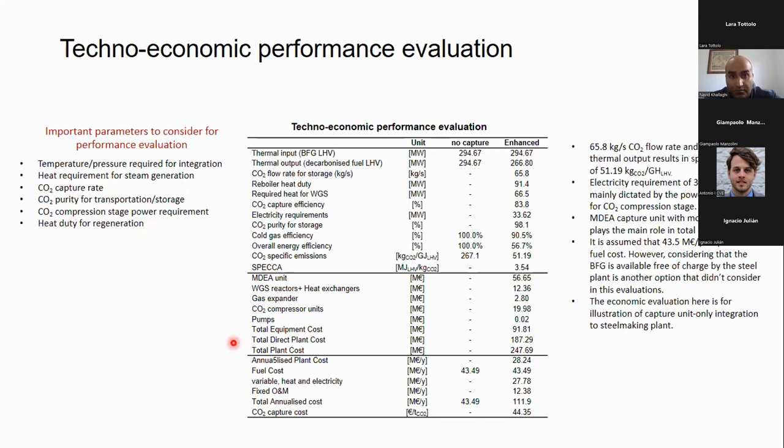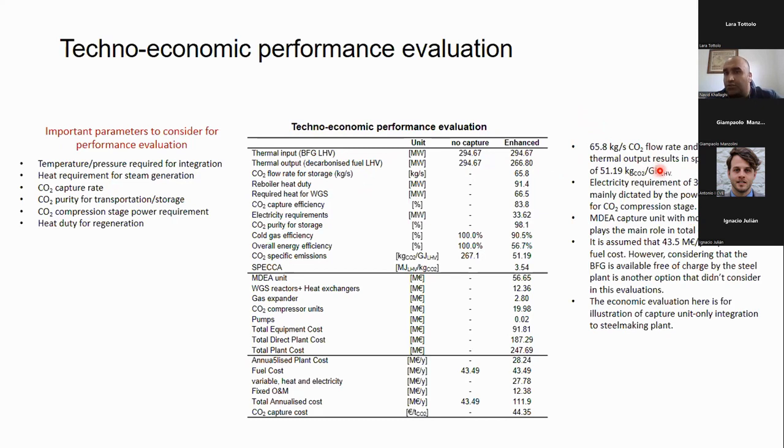So 65.8 kilograms per second of CO2 flow rate and 266.8 megawatts thermal output. The thermal output is the lower heating value of the decarbonized syngas, which exits the process from the absorber, resulting in 51.2 kilograms CO2 per gigajoule.